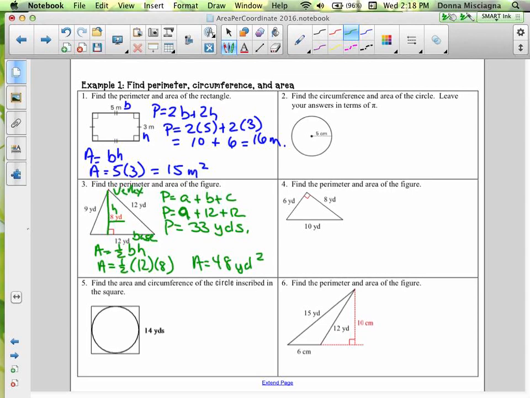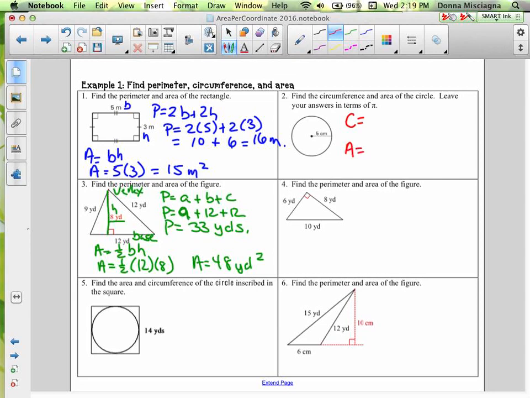So long as that measurement is perpendicular to one of the sides of the triangle, then that side is the base, and that perpendicular measurement is the height. And I missed number 2 here. I was going vertical. So let's find the perimeter or circumference and the area.